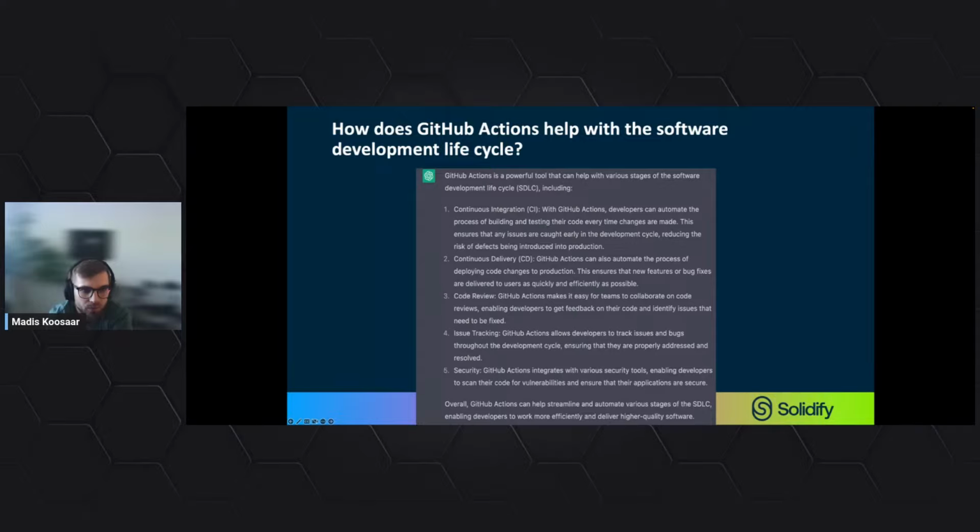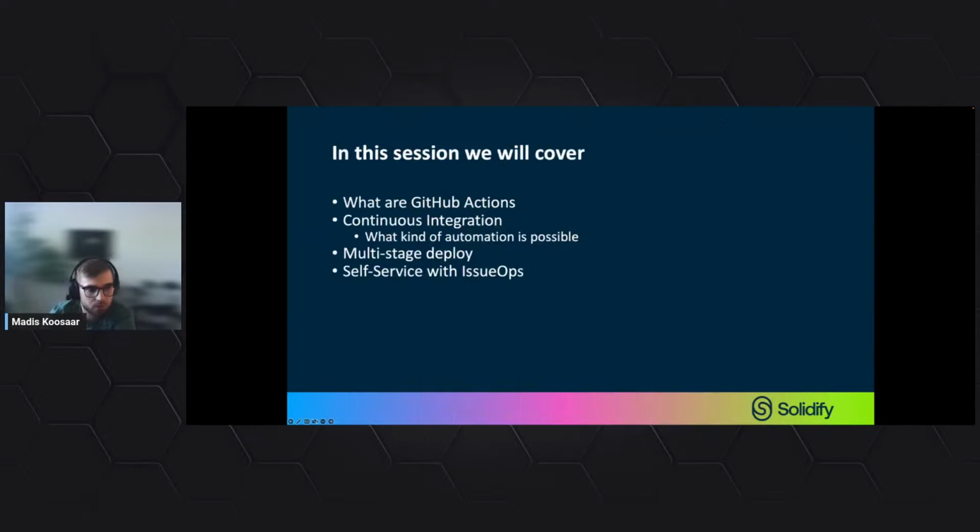So the important things are mentioned here, which are CI/CD, code review that can be used with GitHub Actions as well. It will make it more easy for the teams to collaborate on code reviews, enabling developers to get feedback on their code and identify issues that need to be fixed. So issue tracking is also important, and security. So I will cover some parts of these. Which is mainly the CI/CD part, and what else you can do with GitHub Actions. So yeah, so we'll continue on this.